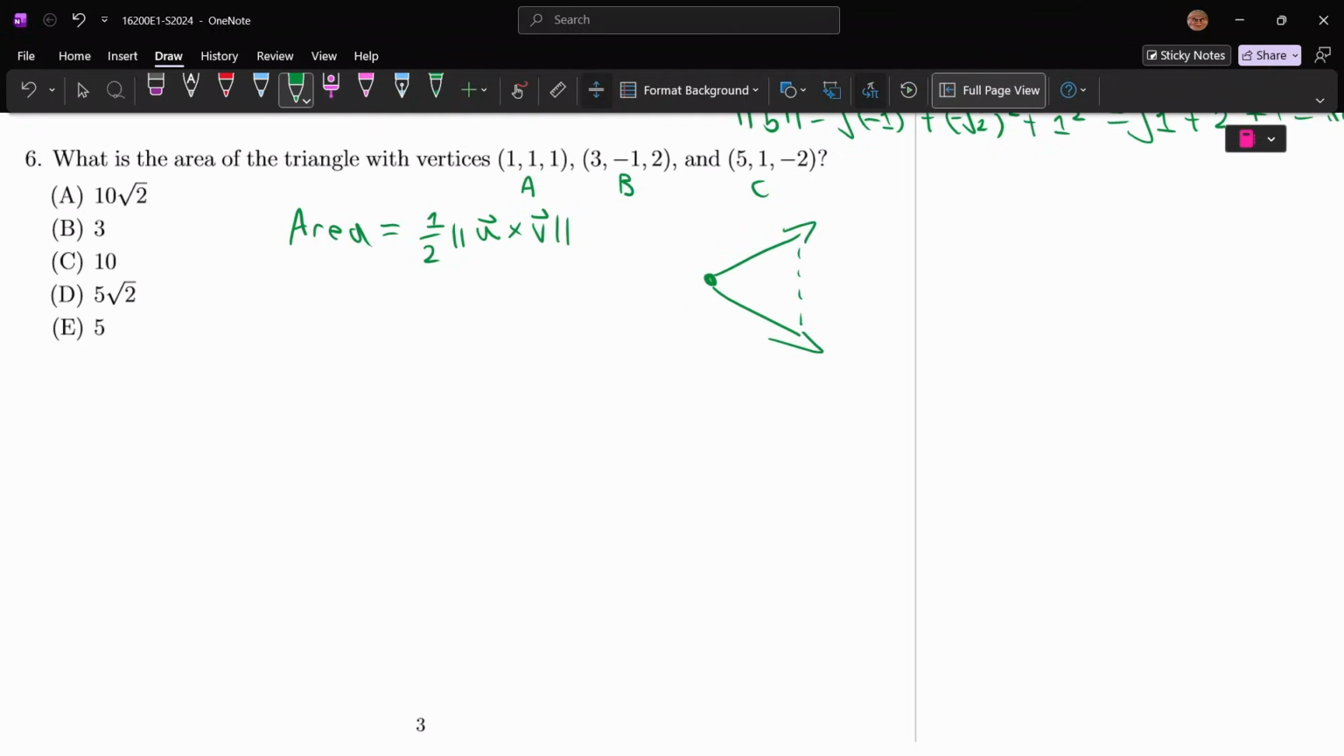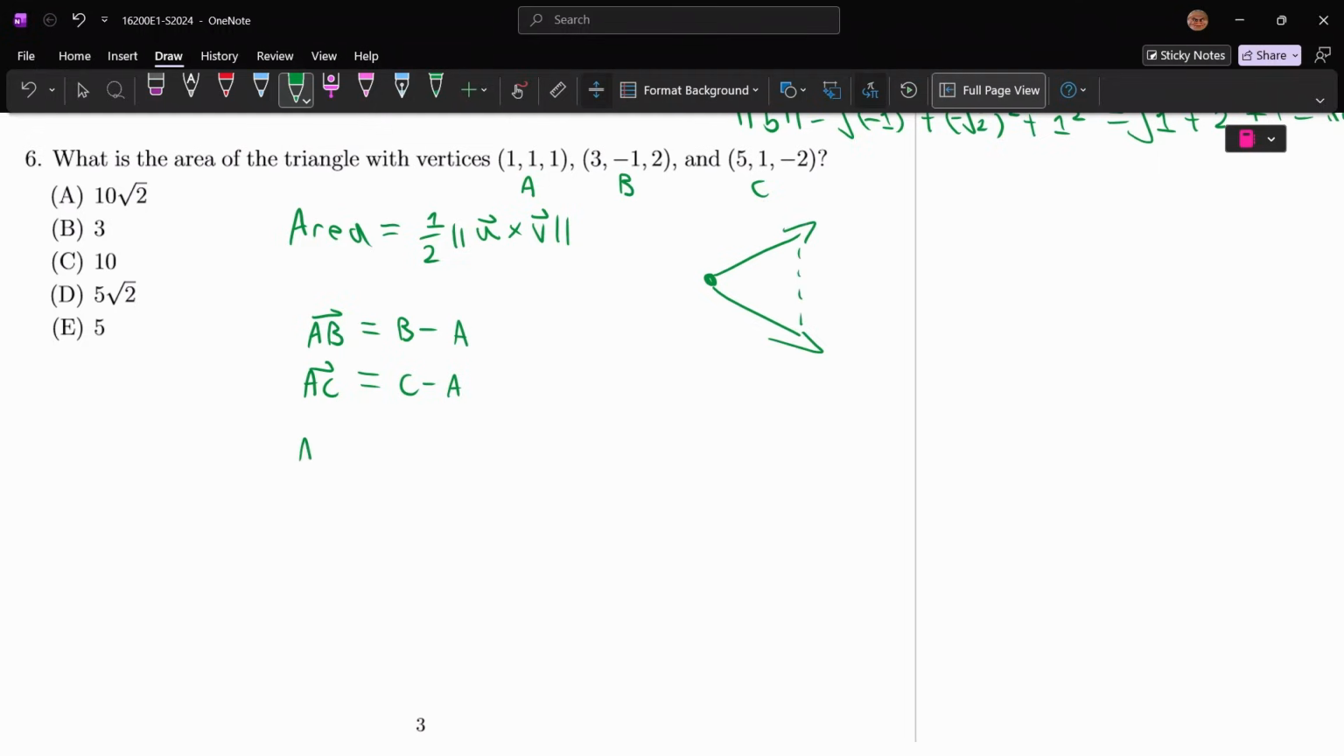I'm going to use A as our starting point because that's the simplest one. It's just 1, 1, 1. So our first vector is going to be vector AB, the distance between the 2 points, so B minus A. And our other vector, vector AC, is going to be C minus A.